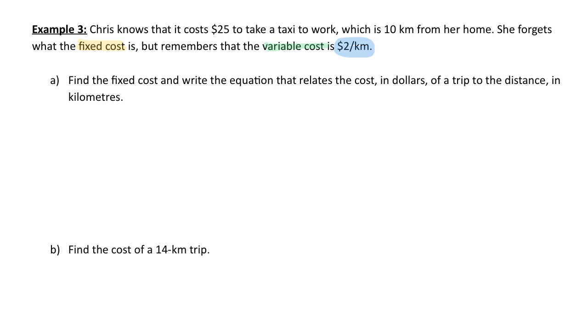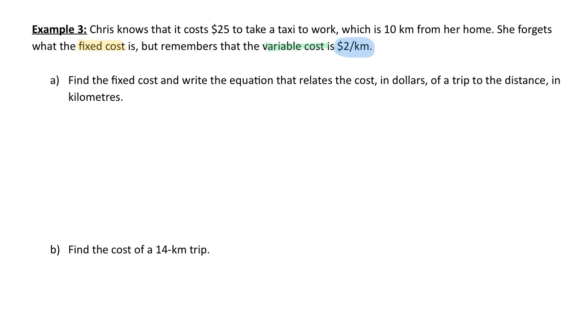Question A asks us to find the fixed cost and write the equation that relates the cost in dollars of a trip to the distance in kilometers. So by asking us to find the fixed cost, they're really just asking us to solve for the y-intercept, or solve for that b value in our linear relation equation. So it's very similar to what we were doing in all of our previous examples.